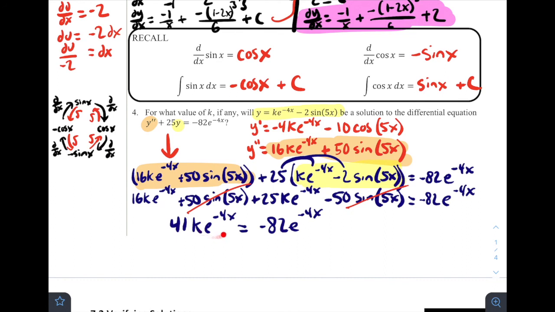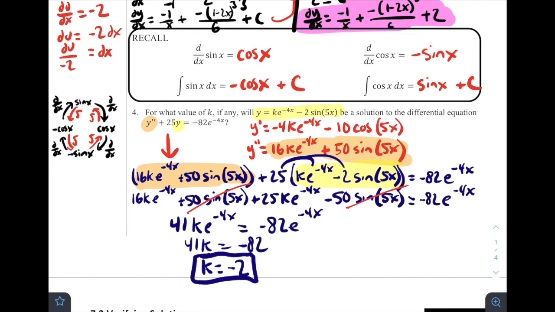What I can do on both sides is actually divide by e to the negative 4x. Those would cancel each other out because they're the same, which means that 41k has to equal negative 82. If we divide by 41 on both sides, we get that k is equal to negative 82 over 41, which is actually just negative 2 for this problem. So k being negative 2 is the only thing that k could be that would make this differential equation true.